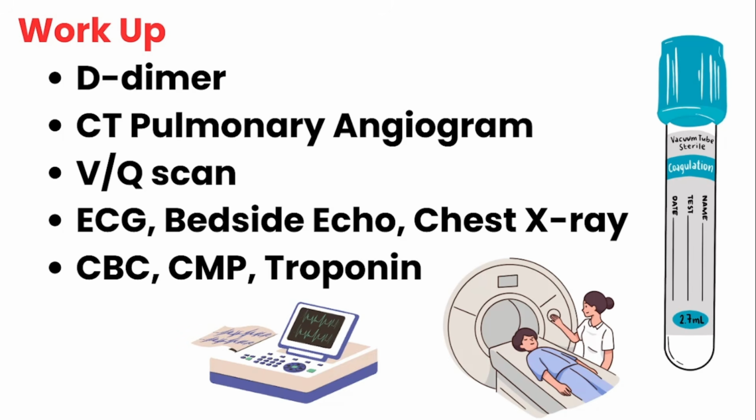Other tests include a bedside echocardiogram where the provider will likely see right ventricular dilation and strain. A chest x-ray is typically normal for a PE, but there is fancy stuff that sometimes shows up. But remember, the chest x-ray is also looking for things to rule out like pneumonia or even a pneumothorax. Then to cover all of our bases, a CBC, a CMP, and a troponin will likely also be ordered.